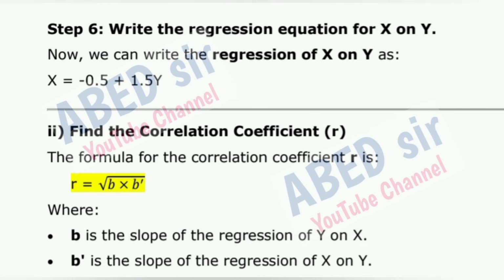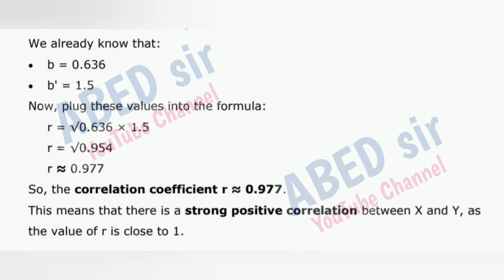2. Find the correlation coefficient r. The formula for the correlation coefficient r is given, where byx is the slope of the regression of y on x and bxy is the slope of the regression of x on y. We already know that byx is equal to 0.636 and bxy is equal to 1.5. Now, plug these values into the formula. r is equal to the square root of 0.636 times 1.5, which is the square root of 0.954.